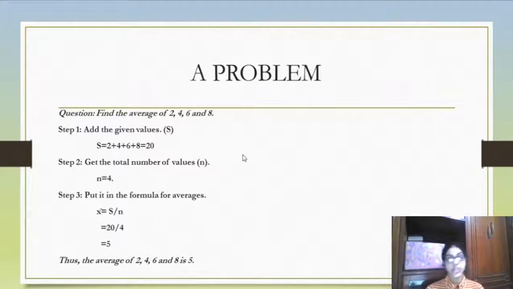Step 1, you find out the sum of all the values. So you add the given values. S is equal to 2 plus 4 plus 6 plus 8, which is 20. Step 2, you get the total number of values, which is n. N equals 4 because you have 4 values here. Step 3, put it in the formula for averages. The general formula, x bar, which is average, equals s, which is the sum, divided by n, which is the number of values, which is equal to 20 divided by 4, which works out to be 5. Thus, the average of 2, 4, 6 and 8 is 5.